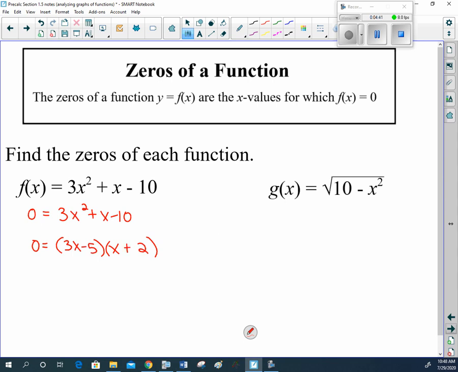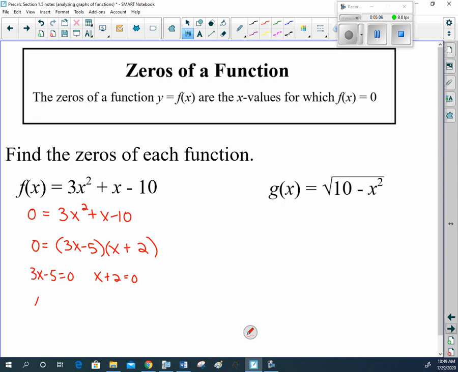Okay, I'm going to do a quick check. That's a -5x. That's a plus 6x. Add them together, and I get positive 1x, which I wanted in the middle. So there we go. I factored it correctly. Then I'm going to take each parenthesis and set it equal to 0 and solve for x. That's going to give me my two zeros. So 3x minus 5 equals 0, and x plus 2 equals 0.